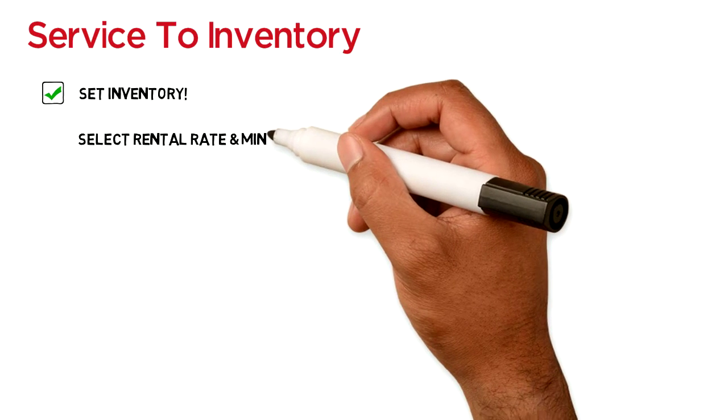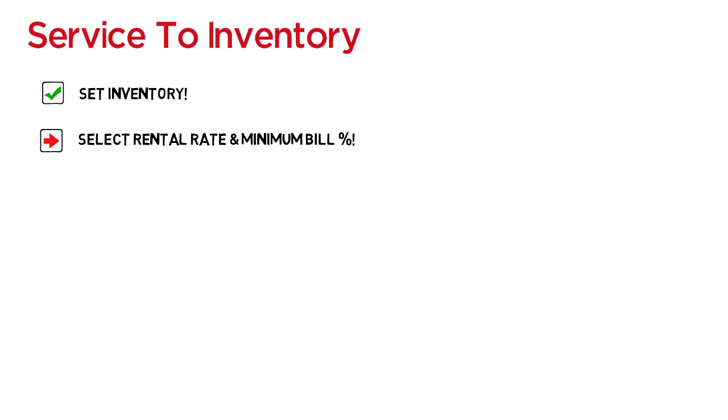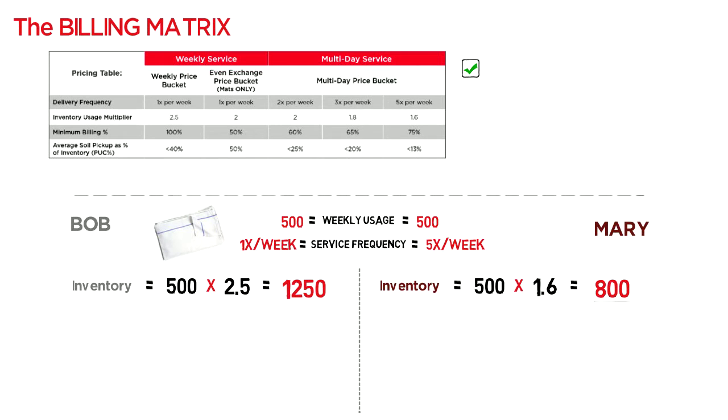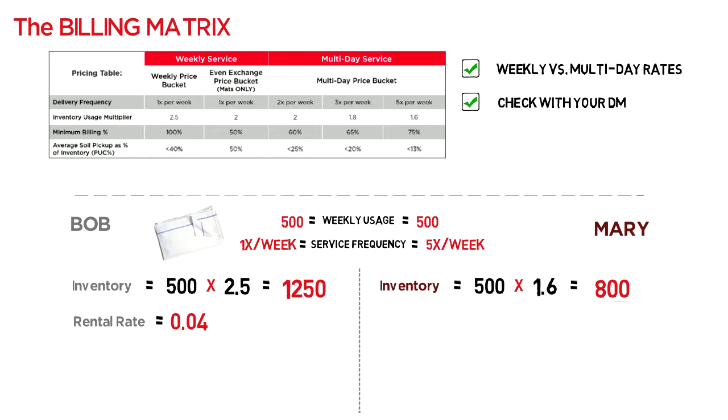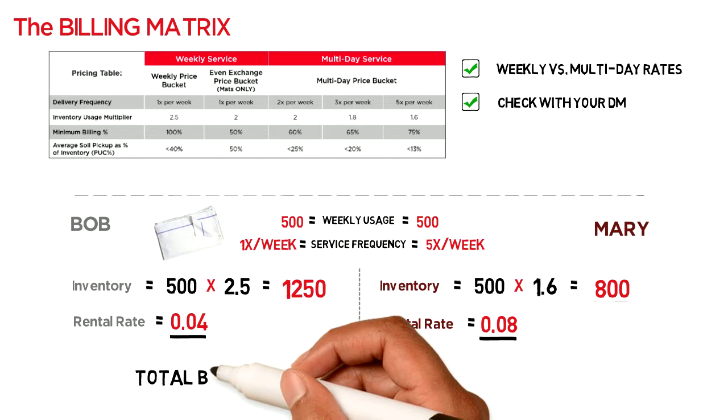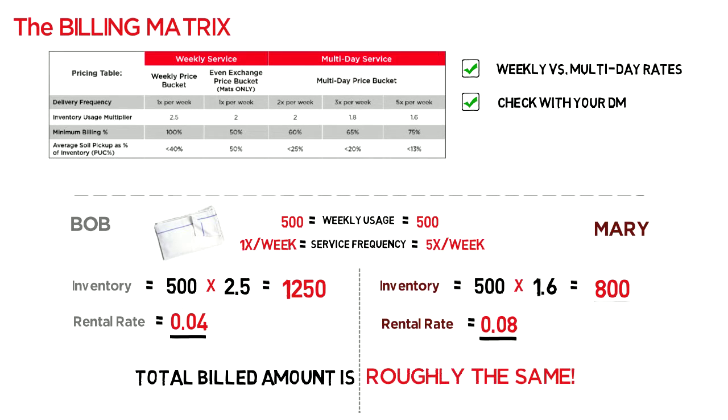The second part of ensuring STI works is selecting the correct rental rate and minimum billing percent. We have rental rates for weekly service and for multiple day service. Check with your DM to get the correct rate. You will note the rental rate for multi-day service is twice as much as the rate for weekly service. Don't worry, you'll see in a minute that the final weekly bill will be roughly the same for both.